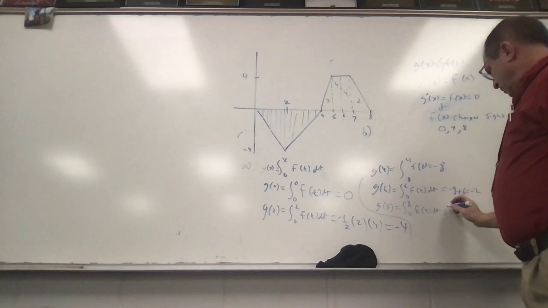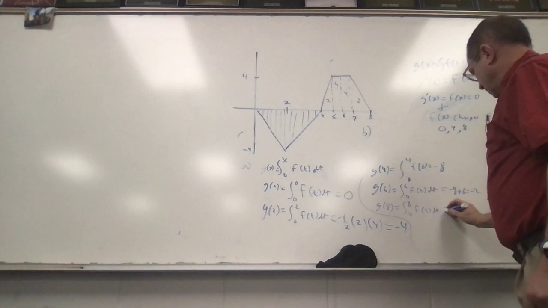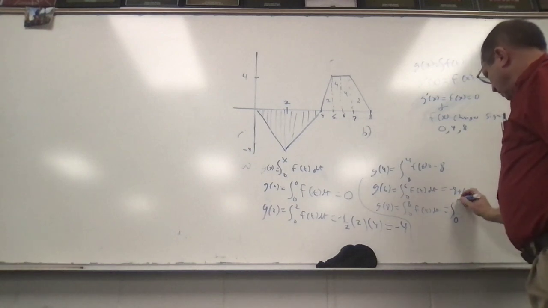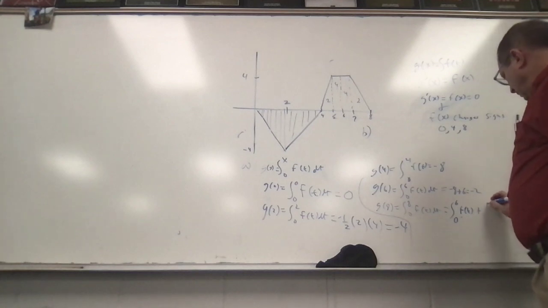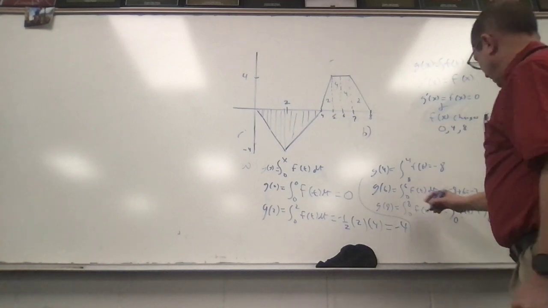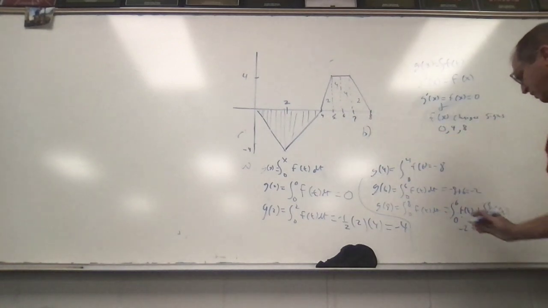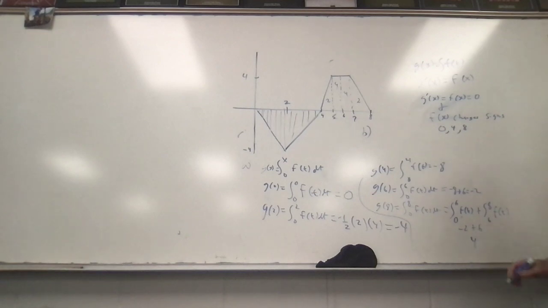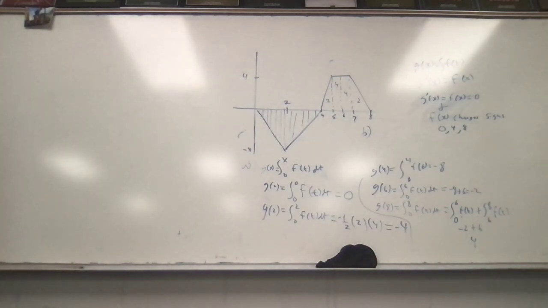So basically, I'm going to write it like this. The integral from 0 to 8 is the same thing as 0 to 6 of f of t plus 6 to 8 of f of t. 0 to 6 of f of t, we already solved that out to be negative 2. 6 to 8 of f of t is positive 6. So we get negative 2 plus 6, which is 4. Does that make sense? All right.